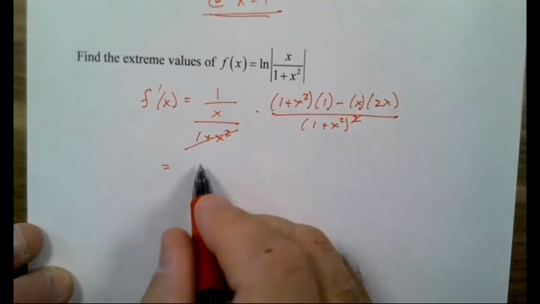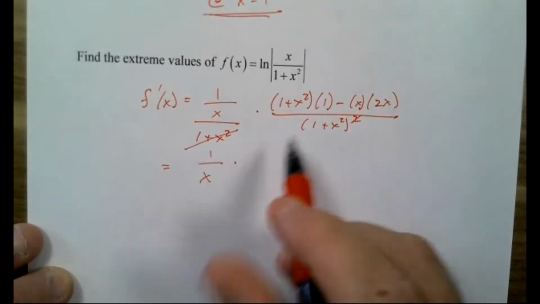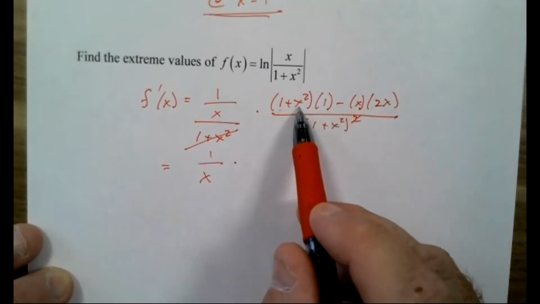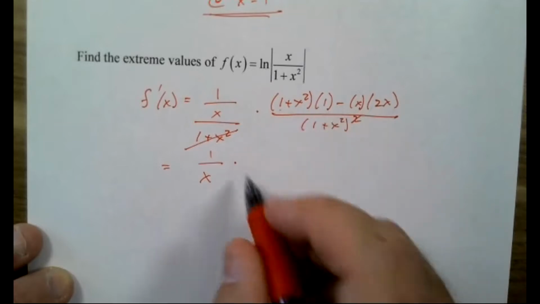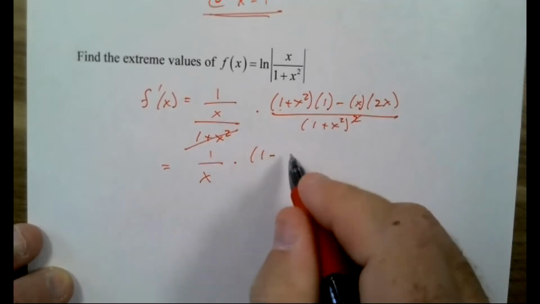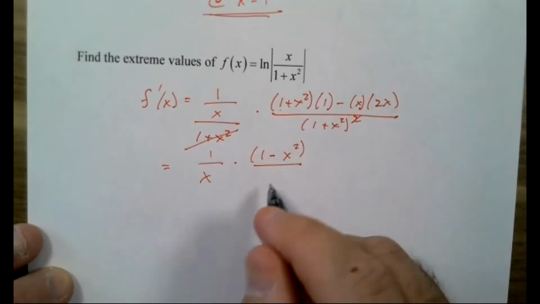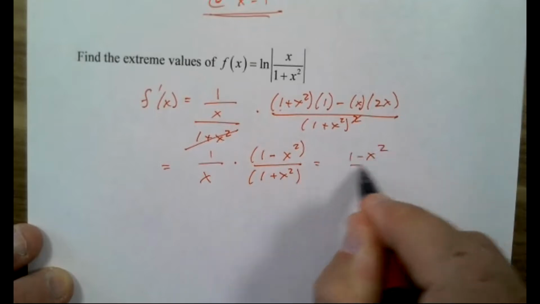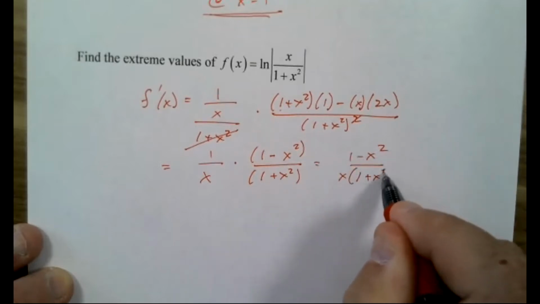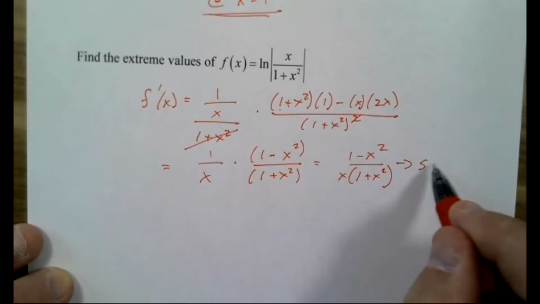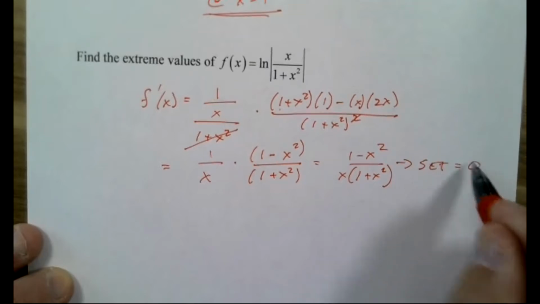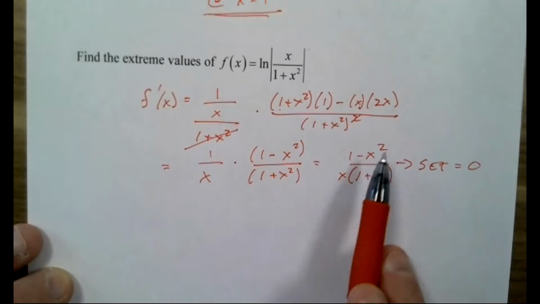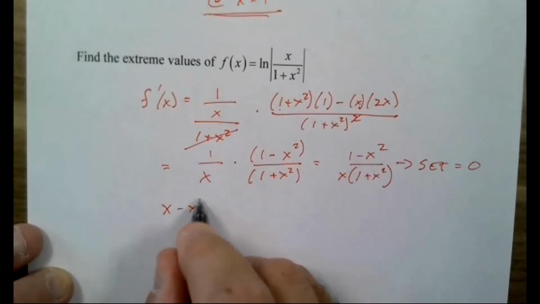Equals 1 over x times x squared minus, careful, x squared minus 2x squared is -1 minus x squared over 1 plus x squared, equals 1 minus x squared over x times 1 plus x squared. Now, I have to set this equal to 0. Don't care about the bottom as long as I don't plug in a 0 and kill it. So I just care about the top.